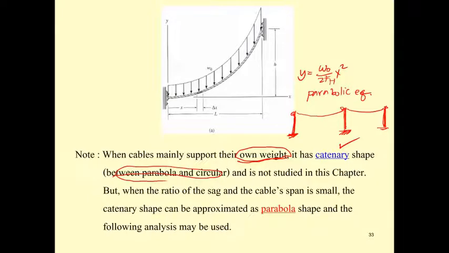That is not studied in this chapter. I recommend you guys, if you have a chance to work with an electrical company, you may open the engineering statics book and take a look at this. But when the ratio of the sag and the span is so small, that means the sag is going to be the h here, and the span is going to be the L here, when the ratio of h and L is small, you may use the cable equation of this case to analyze this cable.